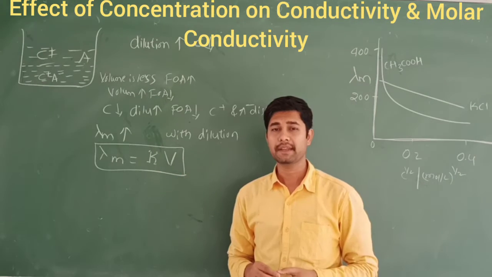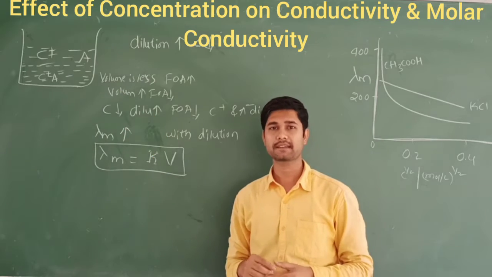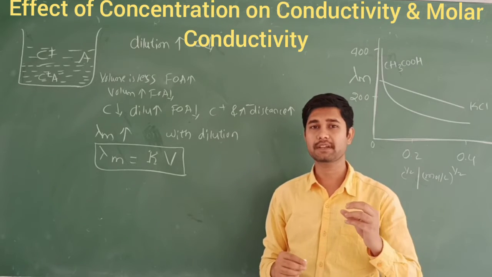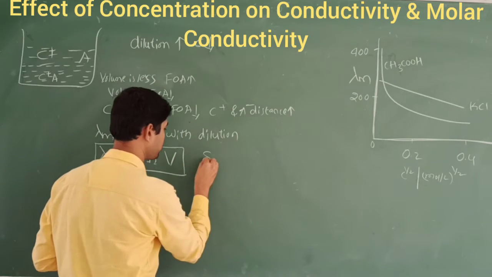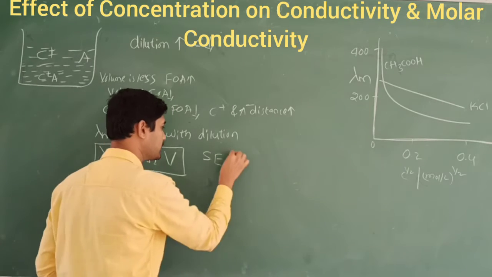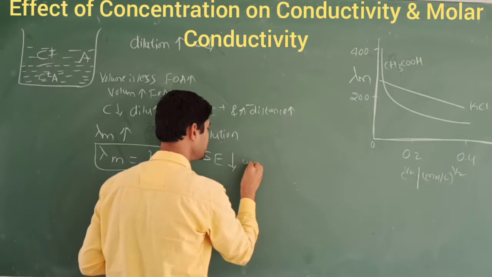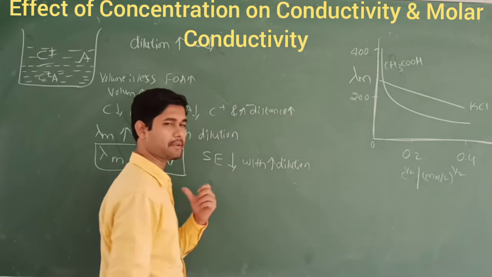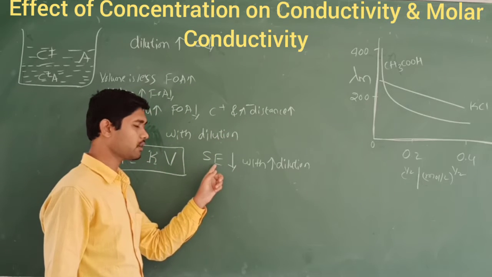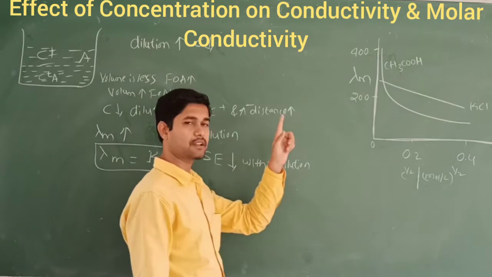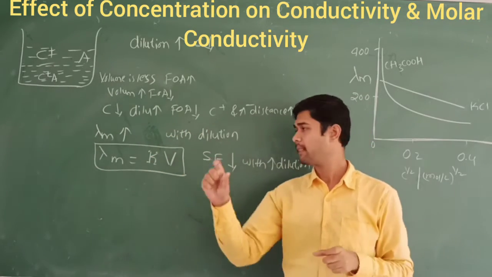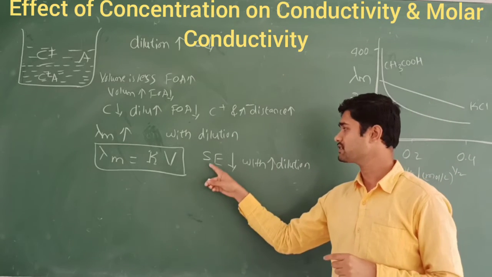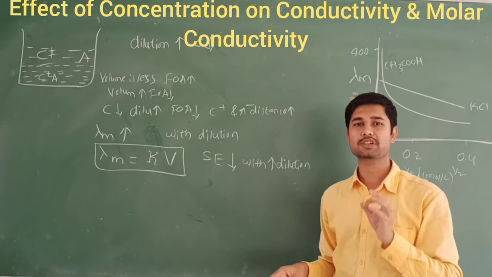Now, if I take a strong electrolyte here, an example is NaCl, what happens? The conductivity of that strong electrolyte decreases with increase in the dilution. Why does this happen? When you dilute it further, the conductivity of that strong electrolyte, NaCl, goes on decreasing, because for a strong electrolyte complete dissociation takes place.